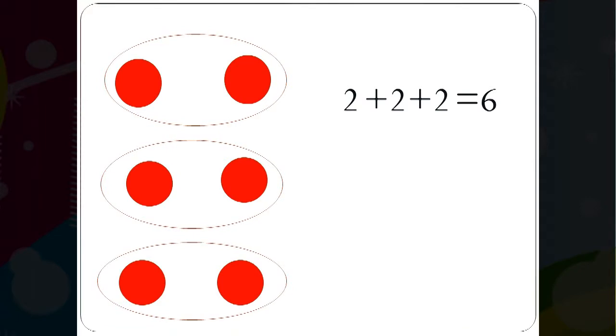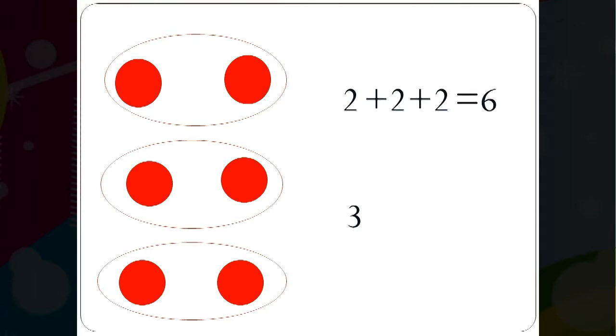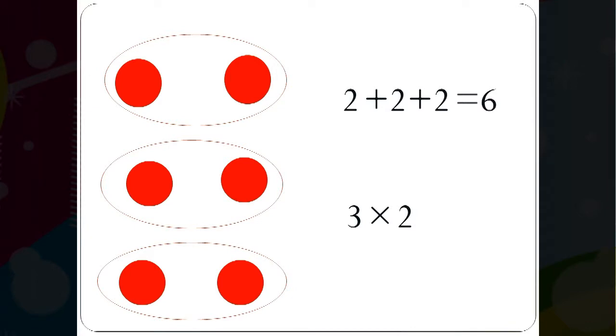What about writing a multiplication fact to show what is here? How many groups do we have? We have 3 groups. How many things do we have in each group? There are 2 things in each group. So we can write 3 multiplied by 2, and that also gives us 6. Now that we have grouped those 6 counters using one way, let's see if we can group them another way using the same 6 counters.